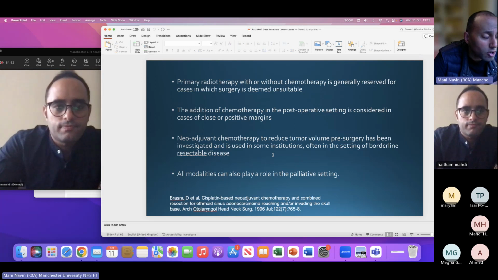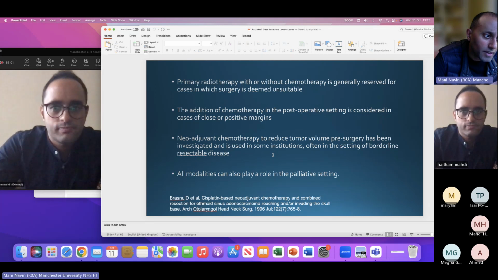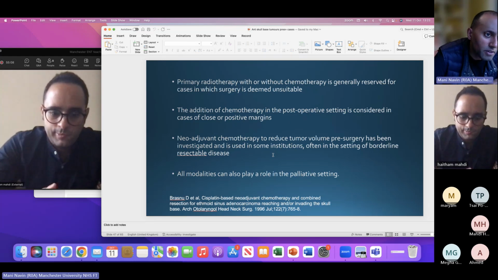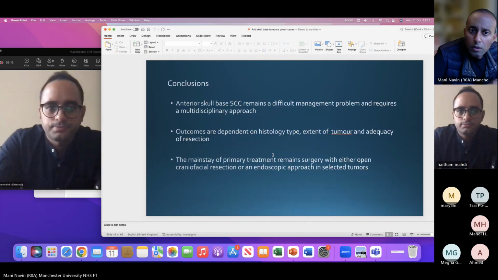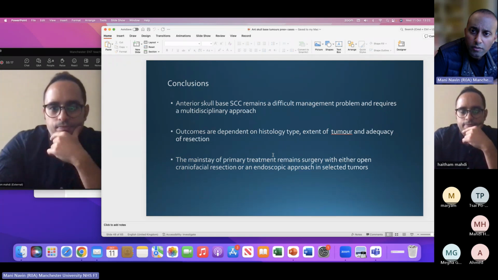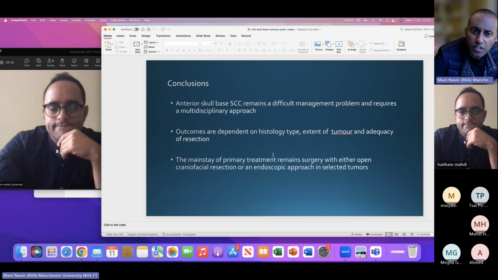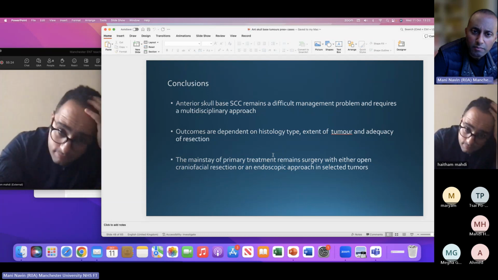In a squamous cell carcinoma, the response to induction chemotherapy is less, and the risk is you may miss your window of opportunity. If the tumor progresses, you may then become unresectable. So this is why, in general terms, if you can proceed with primary surgery, this is the preference. So we've gone through anterior skull base SCC. Difficult management problem, multidisciplinary approach needed. As I've said, histology type, extent of tumor, and adequacy of resection are the key.